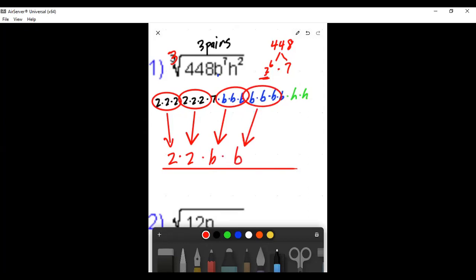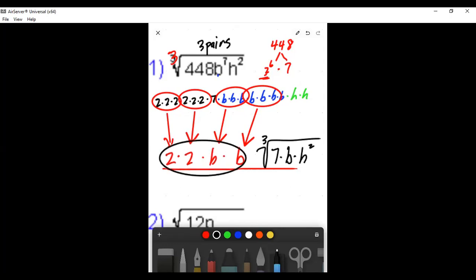And then I don't have any more 3 pairs. I got a B. I don't have enough. I only have 2 H's. So all of that stuff has to stay in the house. So I would rewrite that like this, cube root, and I would have the 7 times the B times the H squared. And the number outside, to simplify, this is 4 B squared. So this would be my simplified answer.